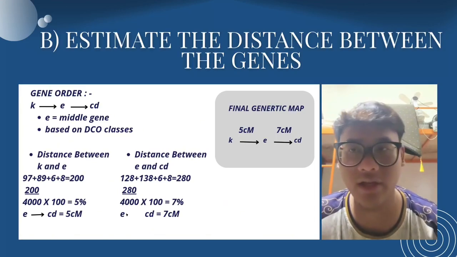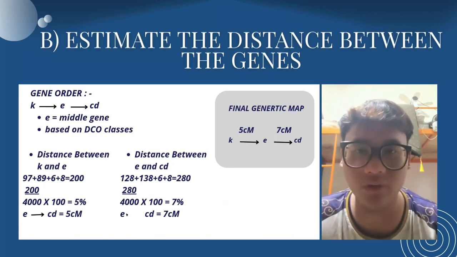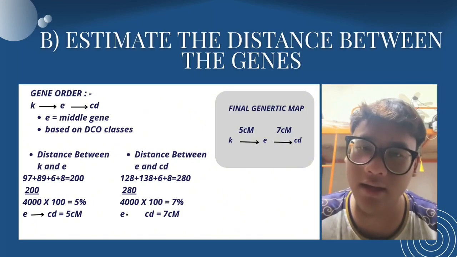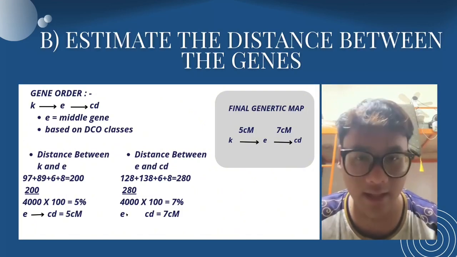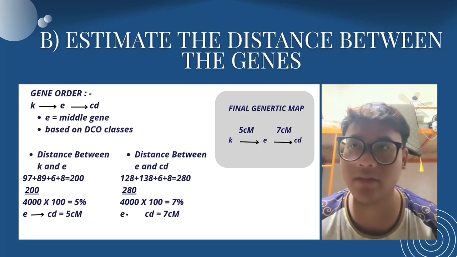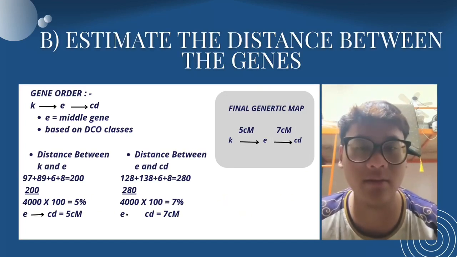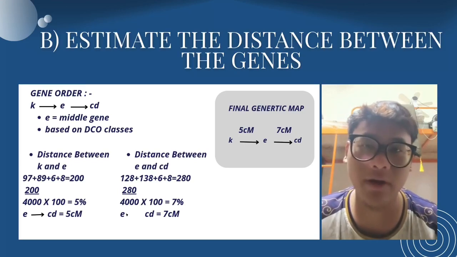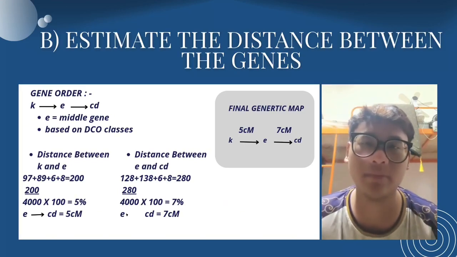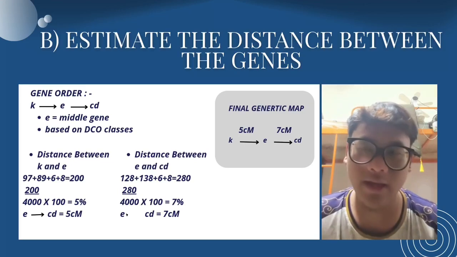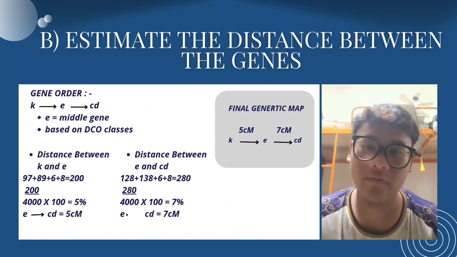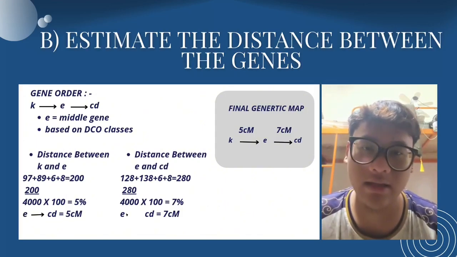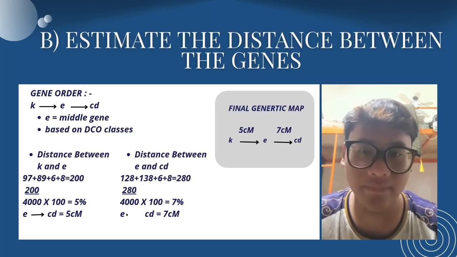First, determine the gene order by examining the double crossover classes, which have the lowest frequencies. These classes are kidney eboni cardinal with 6 progeny, and wild type with 8 progeny. By comparing the parental classes with the double crossover classes, we can identify that the gene E is located in the middle. Therefore, the gene order is K, E, and CD.